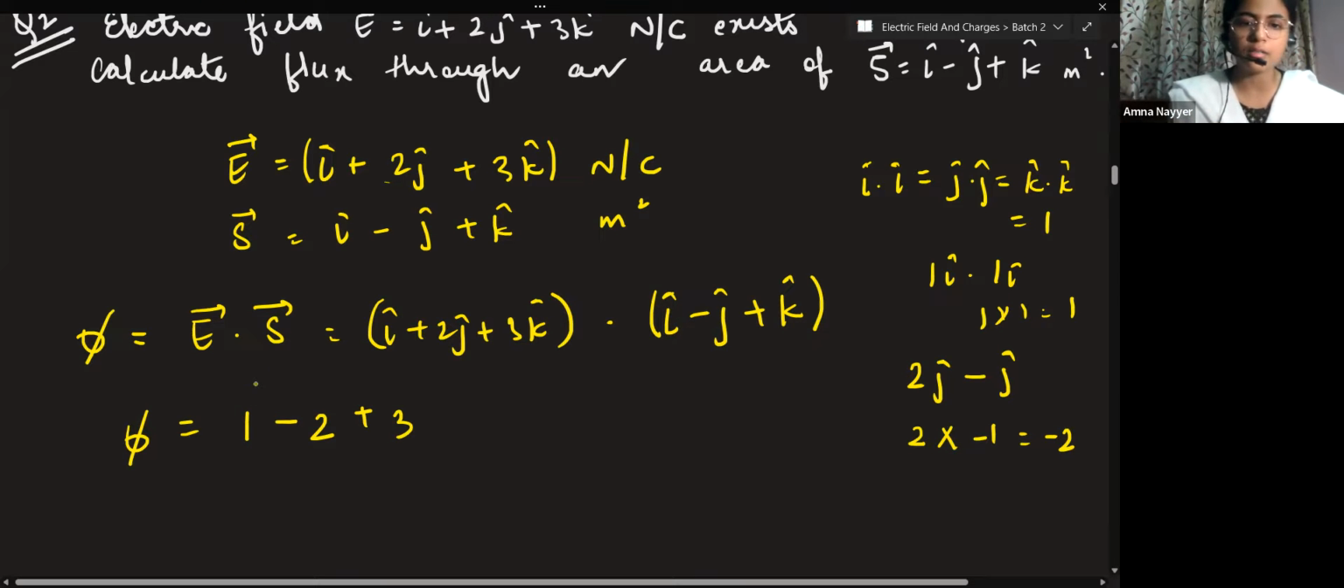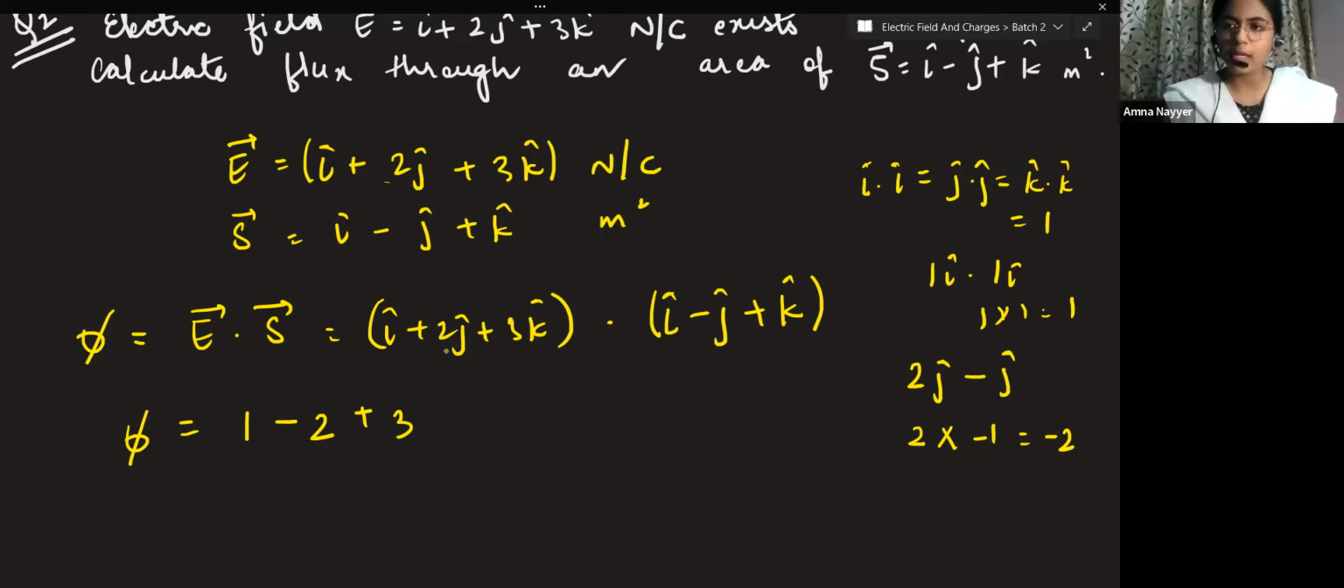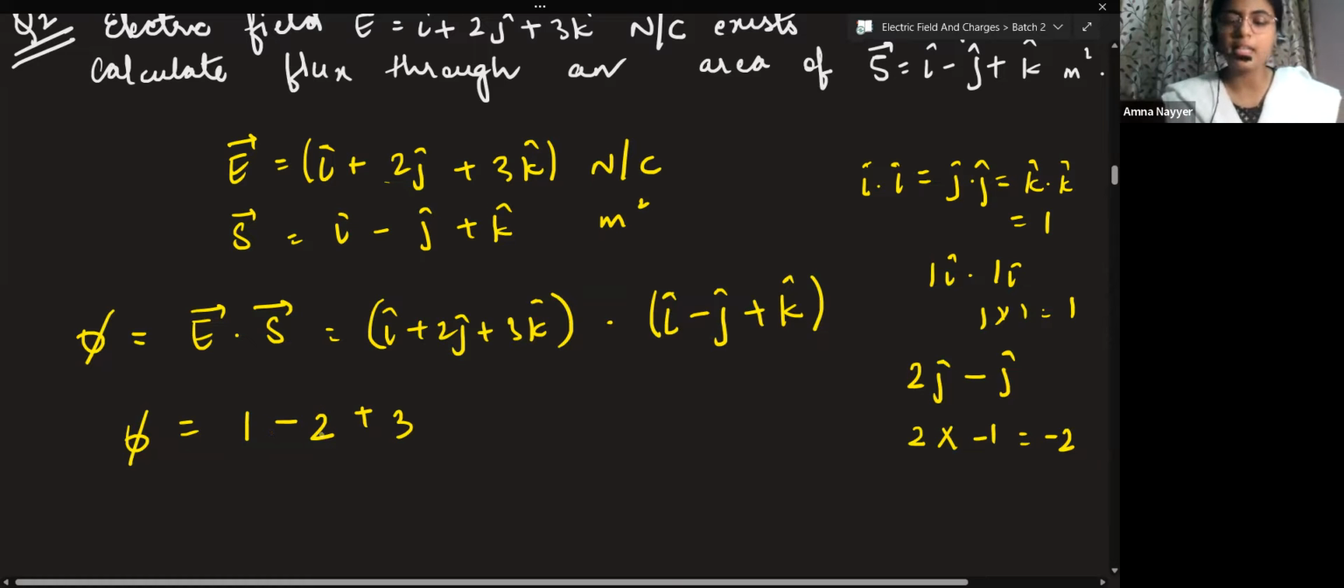So we had written this one. Take the coefficient of j cap now. 2 multiplied by minus 1 gives you what? Minus 2. So that's why we have written minus 2. Then coefficient 3 multiplied with the coefficient 1 gives you 3. So you have 1 minus 2 plus 3 gives you 2 Newton per coulomb meter square.